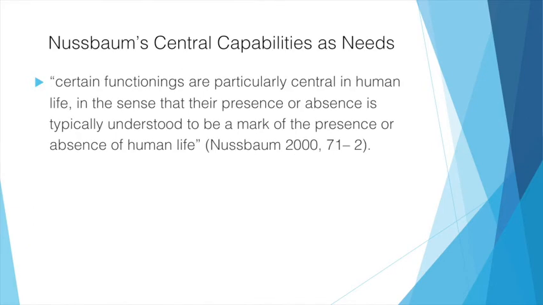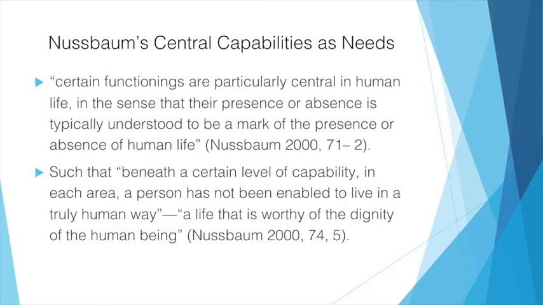Martha Nussbaum uses a notion of central capabilities in her theory of justice, certain functionings that are particularly central in human life, in the sense that their presence or absence is typically understood to be a mark of the presence or absence of human life, such that, beneath a certain level of capability in each area, a person has not been enabled to live in a truly human way, a life that is worthy of the dignity of the human being. This sounds very close to the basic needs approach's full life concept. It sounds like these are constitutively necessary of a distinctively human life, in exactly the same way.